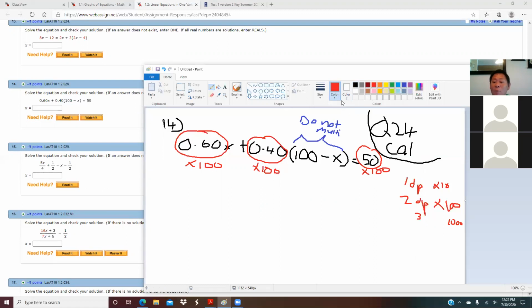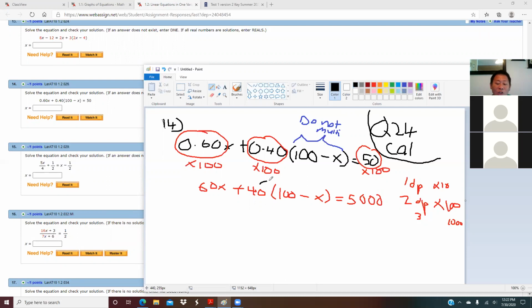So there are 2 common mistakes students make here if you don't use a calculator. One is that they multiply this by 100, and then they forget to multiply that by 100. When you multiply by 100 here, you get 60x because the decimals are gone. This will become 40, and then you multiply it by 100 minus x, no change on this one. And then for this one, you just count how many zeros you get when you multiply. You got 3 zeros. So this is 5,000. This equation no longer has decimals.